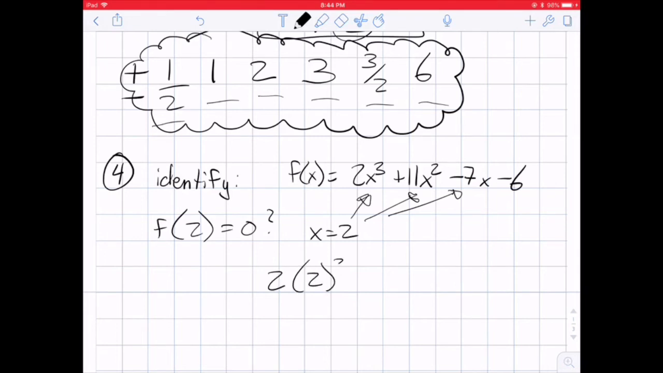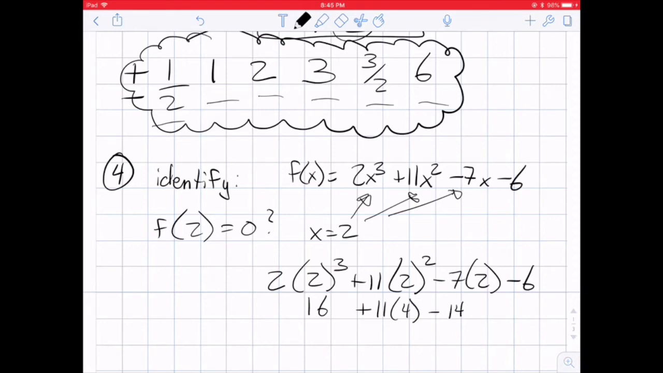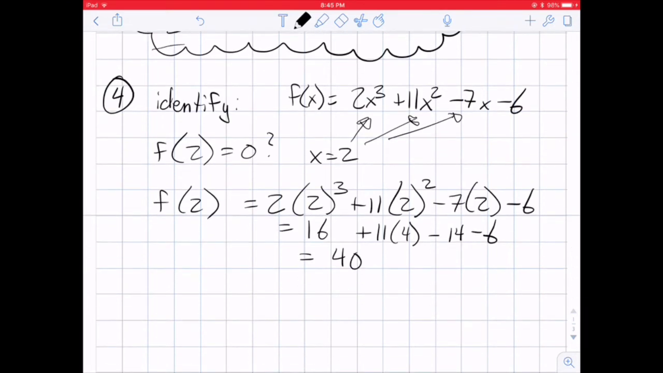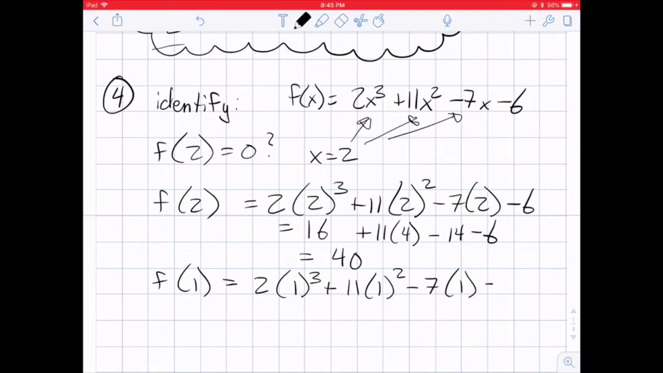2 times 2 cubed plus 11 times 2 squared minus 7 times 2 minus 6. Let's see, if I crunch these numbers, it would be 16 plus 11 times 4 minus 14 minus 6, and pretty sure that's 40. So f of 2 is not 0, so 2 is not actually a root. Let's try 1. I'm pretty sure that one is the root. So 2 times 1 cubed plus 11 times 1 squared minus 7 times 1 minus 6.